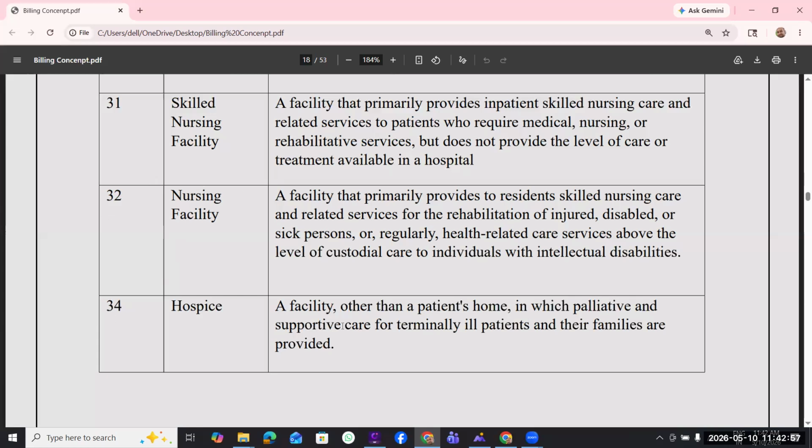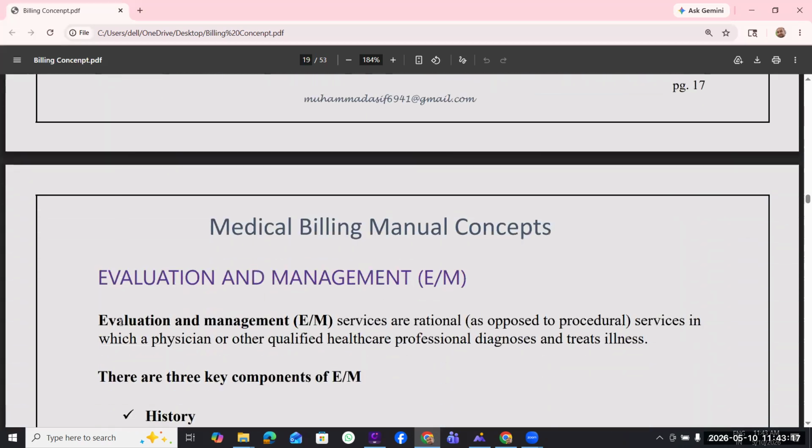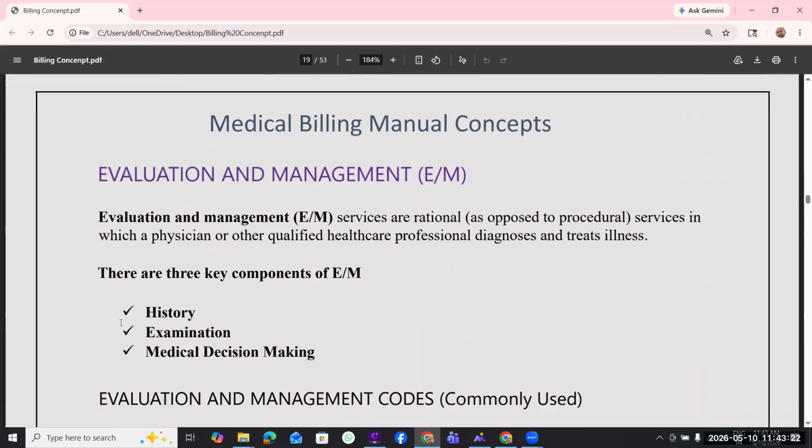34, hospice, a facility other than the patient's home in which palliative and supportive care for terminally ill patients and their families is provided. At that time we use the hospice location, and place of service 34. So these are all the most important topics, the places of service where the service is performed and which we use.